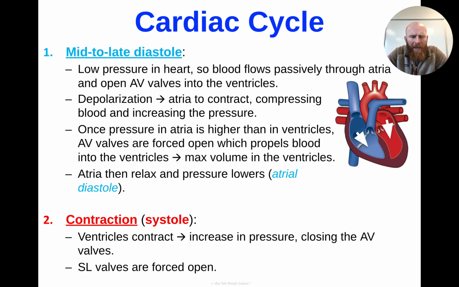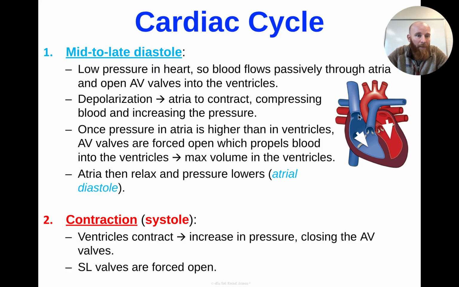So at this point, we have relatively low pressure in the heart. Blood is flowing passively through the atria, and those AV valves are open, okay? So passively, just those AV valves are open because the pressure was higher here in the atria. This allows it to go from high to low, and so we're moving down through those AV valves into the ventricles. A wave of depolarization from those action potentials will then cause the atria to contract.